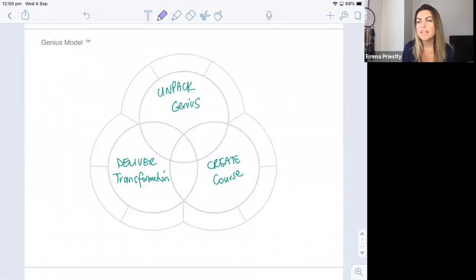Okay, so the 3 accelerators in the Unpack Your Genius is self. So in our Validation Vortex program, we very heavily focus on Unpack Genius. And when I talk about self, this is where you're still a little bit unclear what your purpose is, what your life's work is, who it is you're actually supposed to serve. You know that you want to help people, but you're jumping between so many ideas. It's like, I want to do this. Oh, but I also want to do that. Oh, and I'm also going to do that. But you have so much going on that nothing's happening, right? We want to change that. So we want to get super clear on self.